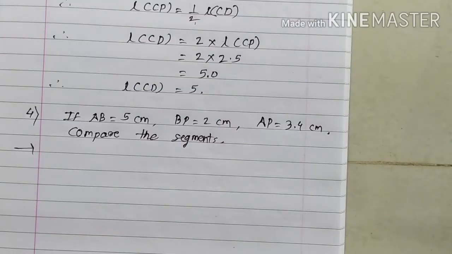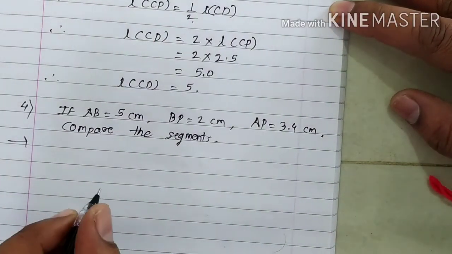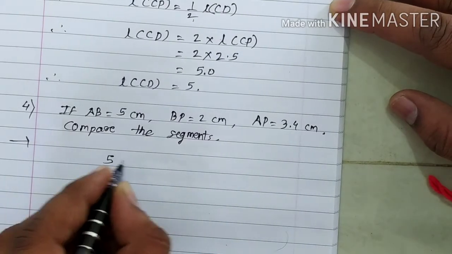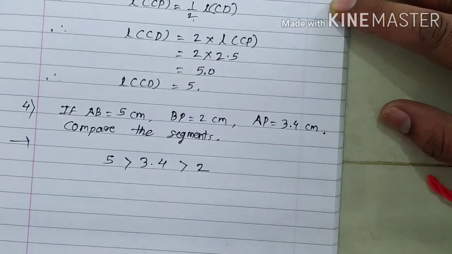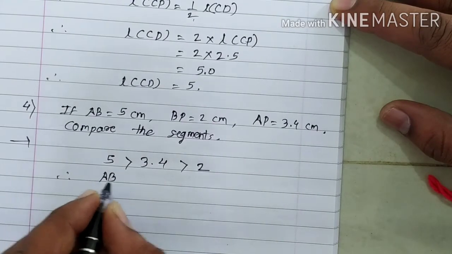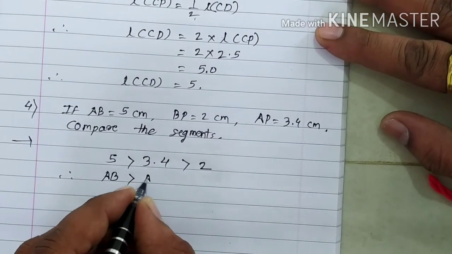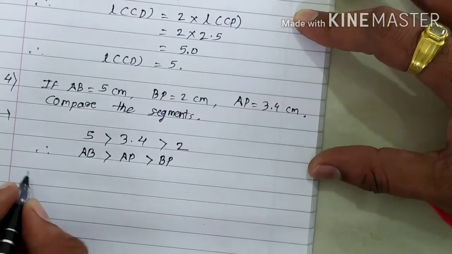Here is the fourth example. If AB equals 5 cm, BP equals 2 cm, and AP equals 3.4 cm, compare the segments. Now to compare the segments, we have to compare their lengths. As we know, 5 is greater than 3.4, and 5 is greater than 2. 3.4 is greater than 2. So we can say AB is greater than AP is greater than BP. So in this way we can compare the segments.